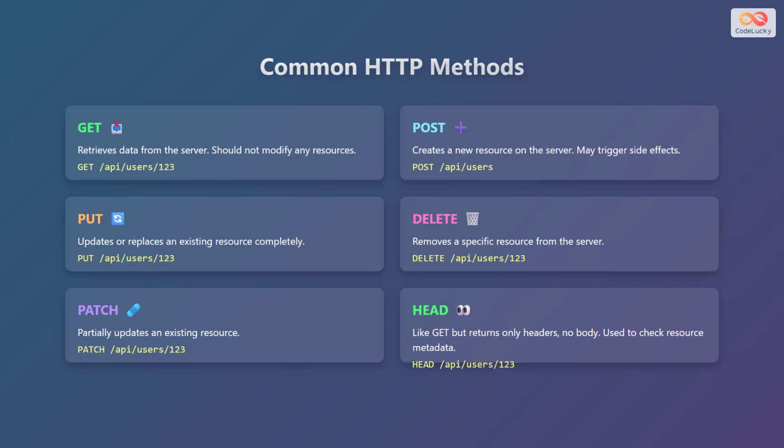The PATCH method partially updates an existing resource. For example, PATCH /api/users/123 could update only the email address of user 123. The HEAD method is similar to GET but retrieves only the headers without the body. It's used to check resource metadata.